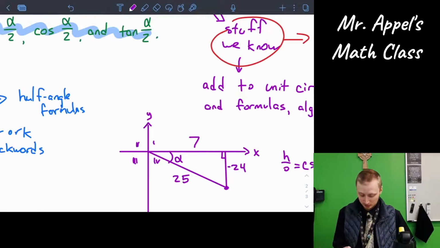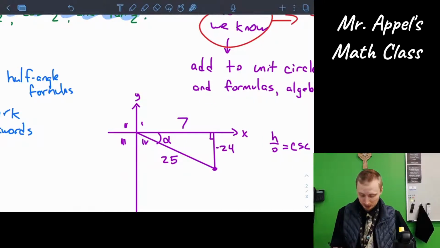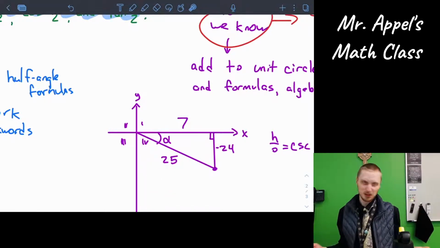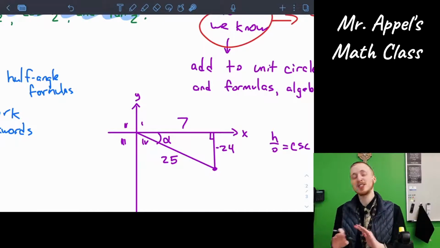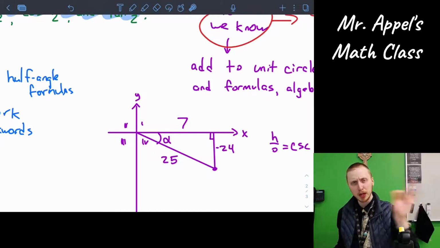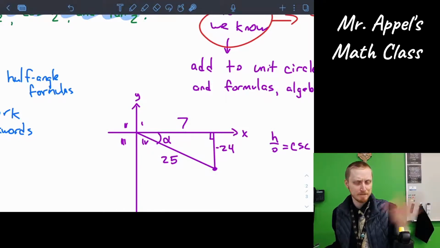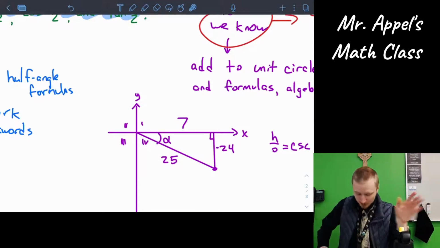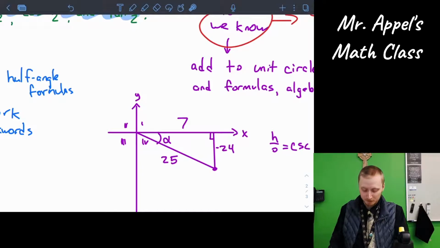7. This is obviously not drawn to scale, right? 7 is really small, and then 24 would be way down. I should draw my angle like down here. It would look a little bit better. But that doesn't matter. It doesn't say draw the angle. Nowhere in this problem did it ask you to plot this angle somewhat accurately. Nope. Doesn't matter. Don't care. Not drawn to scale. But this is enough.